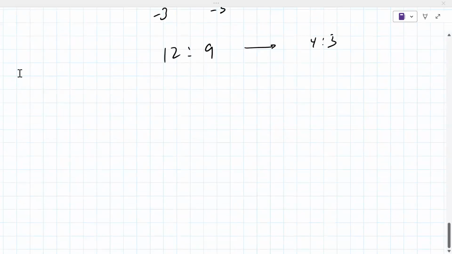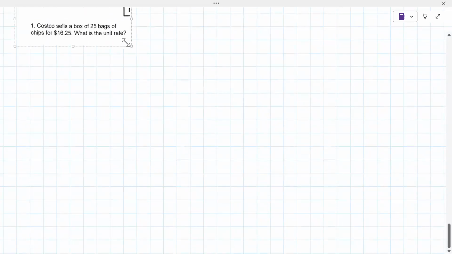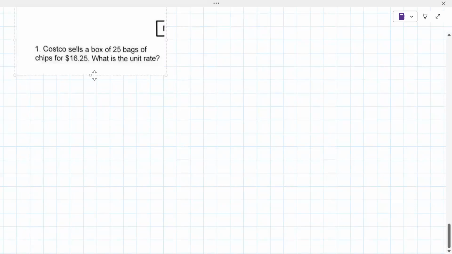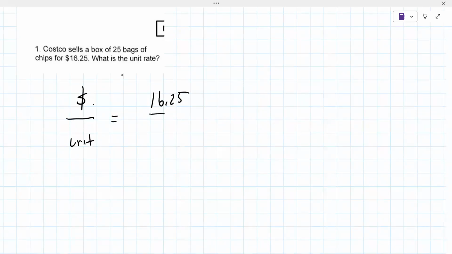Costco sells a box of 25 bags of chips for $16.25. What is the unit rate? So the unit rate is always dollars per unit. So you put the dollar amount on top and the units on the bottom, which is 25. So you do have to divide here. So give that a try, please.